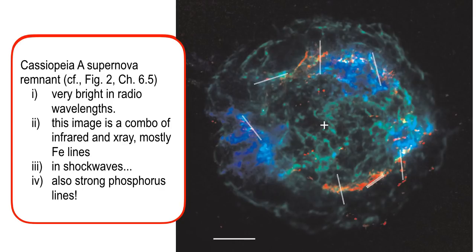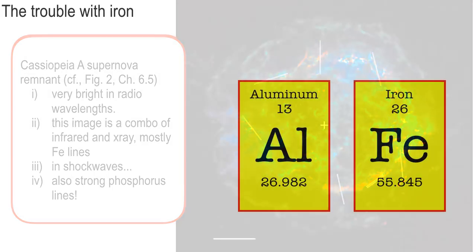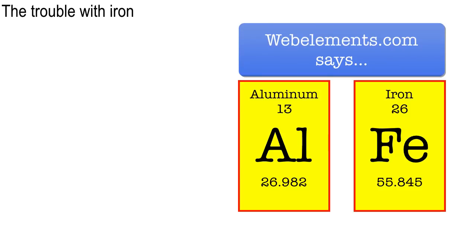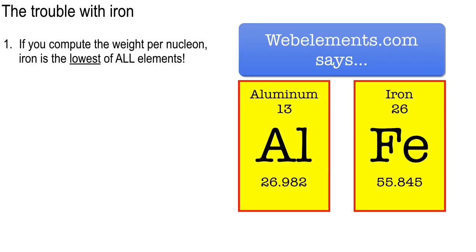Now, this is a type 2 supernova. And so the type 2 supernova is basically a story about iron, the trouble with iron. So let's look at this. Now, if you go to webelements.com, go ahead and jot that down. It's basically an online periodic table. And you can look up iron, aluminum, gold, silver, mercury, any element on the periodic table. You can look up all kinds of specs. You can look at their spectra. You can look up their melting point, if it's a metal or a solid. You can look up the boiling point, if it's a gas. But what we're going to do is focus on the mass or the weight per nucleon in iron, because it's the lowest of all the elements.